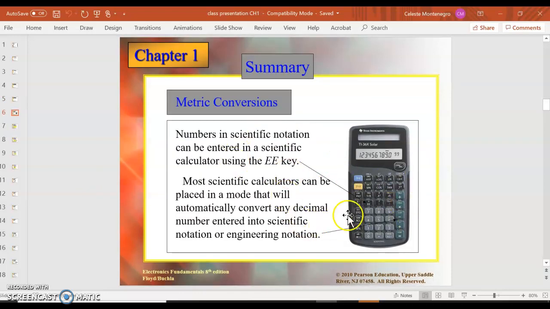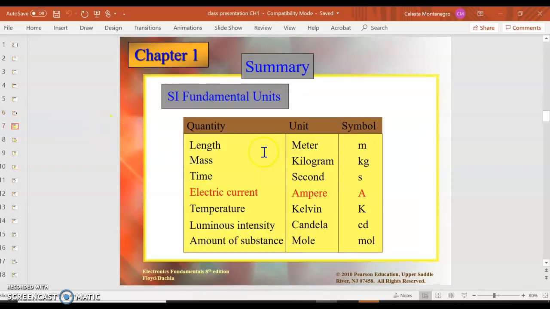How to use the calculator. I'm not going to spend time here because you guys should know how to do this from your math classes. Here are the engineering notation prefixes, or the metric prefixes. But before we do that, we are going to start talking about units.